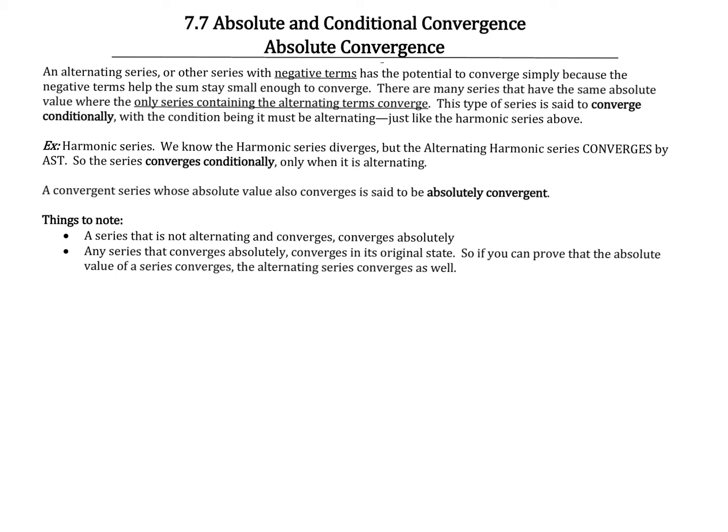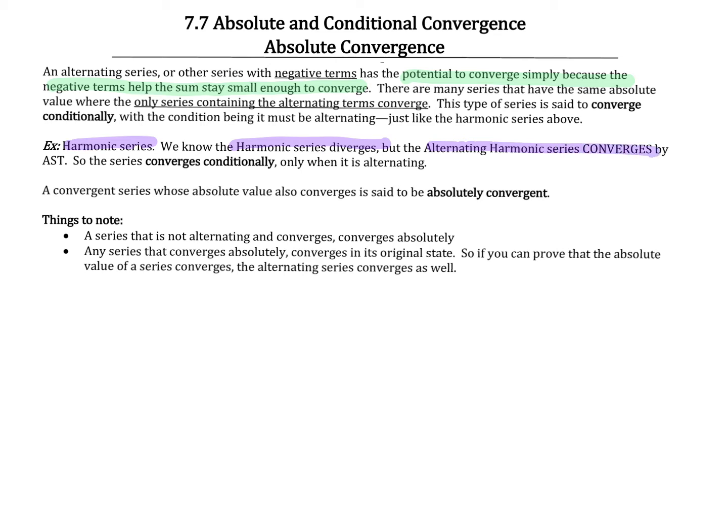As we just discussed, an alternating series or another series with negative terms in general has the potential to converge simply because the negative terms help the sum stay small. And if the sum is small, it's more likely to converge. There are many series, like we just talked about, where if we only look at the positive terms of the series, that series will diverge. But if we get to look at an alternating version of that same series, then the series would converge. For example, the harmonic series diverges, but the alternating series converges.